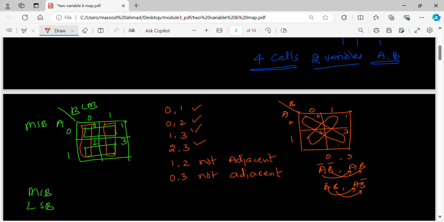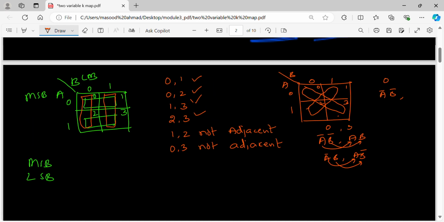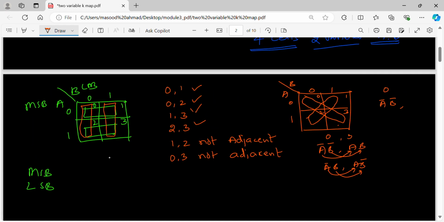Say for example, I have A bar B bar, which is 0, and then 1, which is A bar B. There is only one difference: B bar is changed to B. So I can take A bar common, and B bar plus B I can eliminate. This is exactly the adjacency.